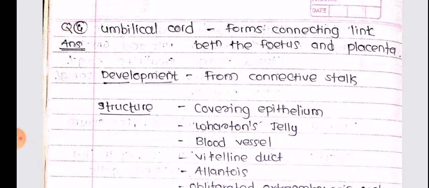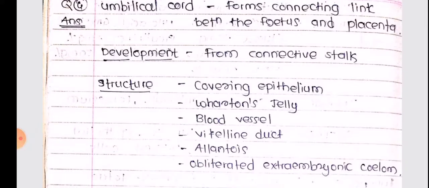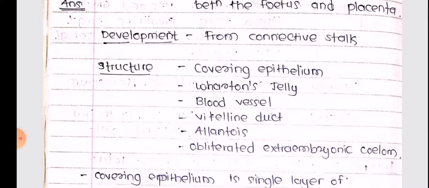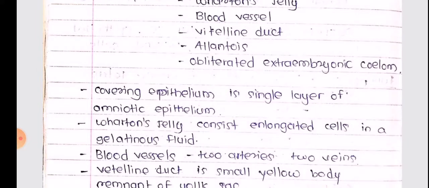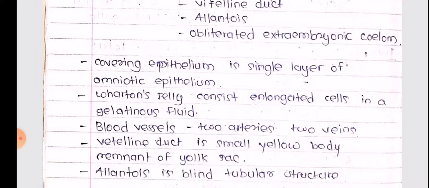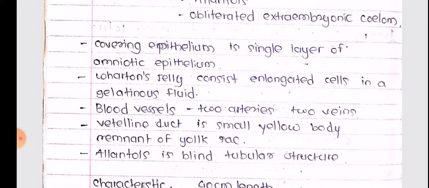It forms the connecting link between the fetus and the placenta. Development from the connective stalk. Structure: covering epithelium, Wharton's jelly, blood vessel, vitelline duct, allantois, and obliterated extraembryonic coelom. Covering epithelium is a single layer of amniotic epithelium. Wharton's jelly consists of elongated cells in a gelatinous fluid.